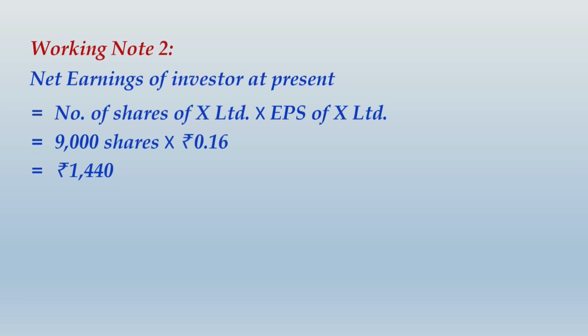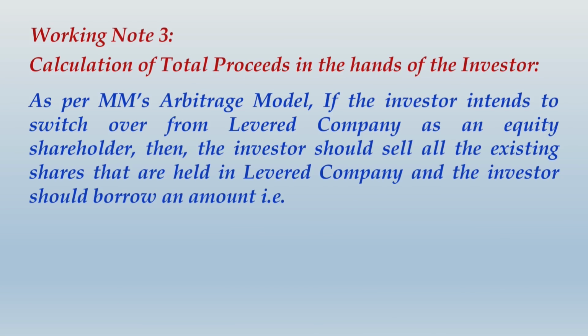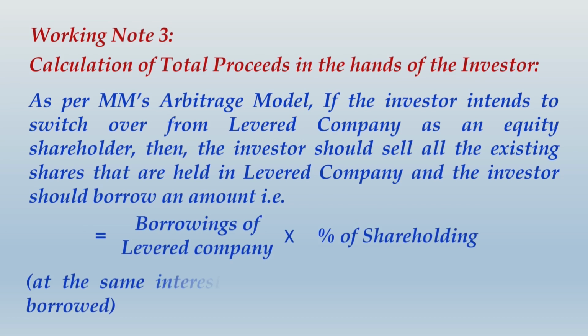Alright friends, so once you have completed this working, let us move ahead and continue writing the solution further. Third working note, calculation of total proceeds in the hands of the investor as per MM's arbitrage model. If the investor intends to switch over from levered company as an equity shareholder, then the investor should sell all the existing shares that are held in the levered company, and the investor should borrow an amount that is equal to borrowings of levered company into percentage of shareholding at the same interest rate at which the levered company has borrowed. So please write up this explanation and this content, and then I take you ahead.